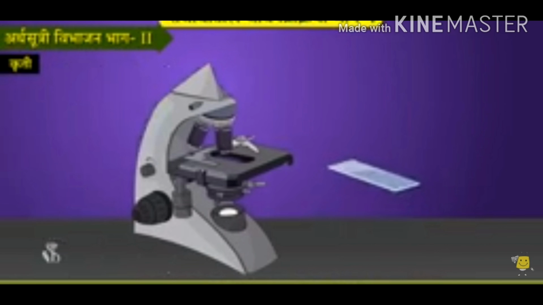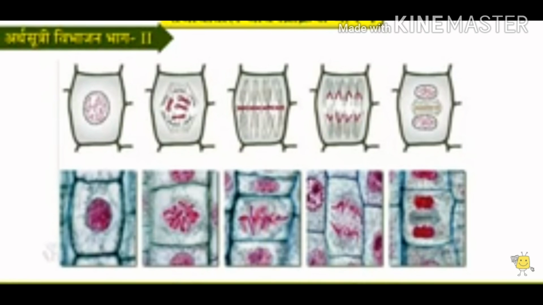The various phases of cell division occurring in the root tips of onion are shown in the figure. Here our second chapter is completed.